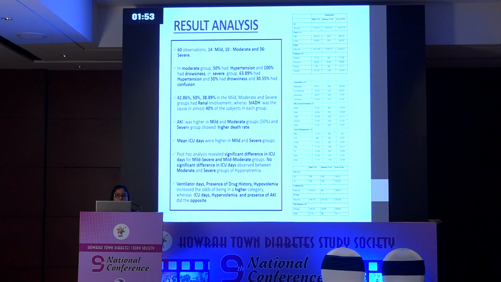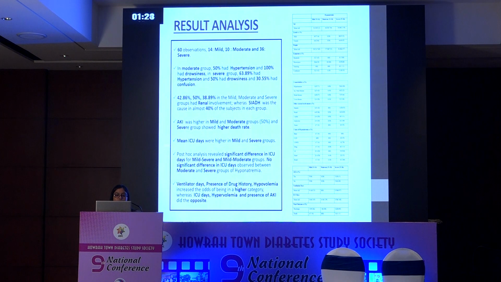42.86%, 50%, and 38.8% in the mild, moderate, and severe groups respectively had renal involvement, whereas SIADH was the most common cause in all the groups. Acute kidney injury was higher in mild and moderate groups, whereas severe group showed higher death rate. Mean ICU days were higher in mild and severe groups. Post hoc analysis revealed significant difference in ICU days for mild to severe and mild to moderate groups.